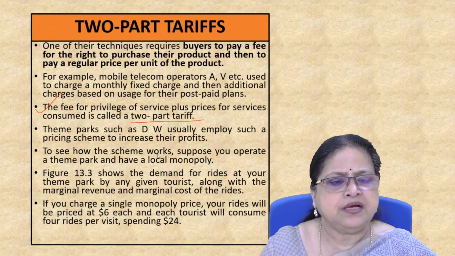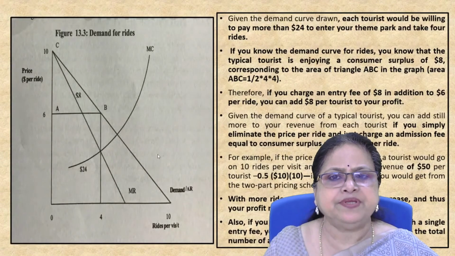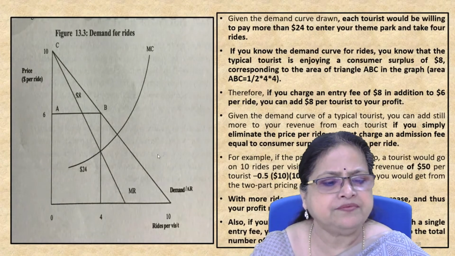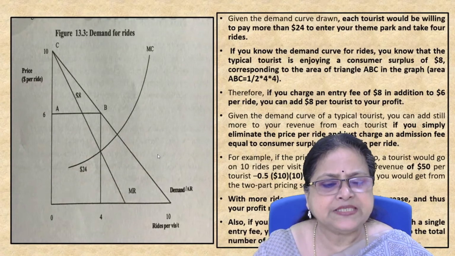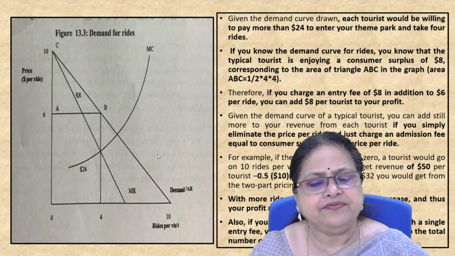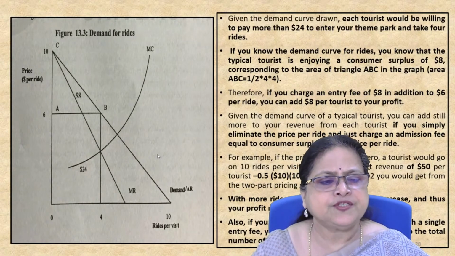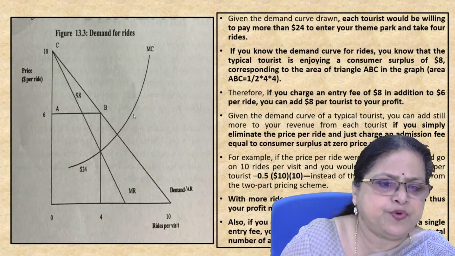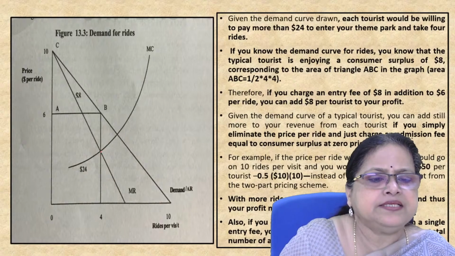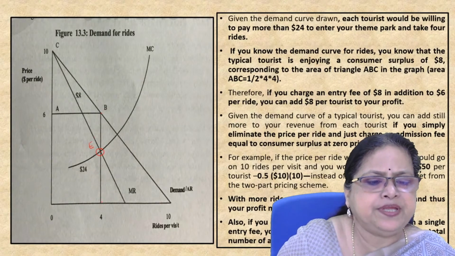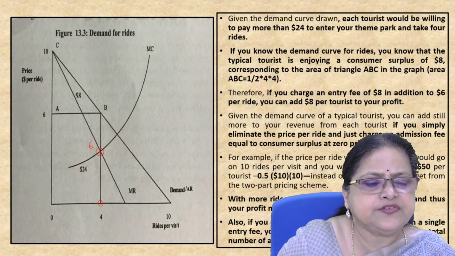Now suppose there is a single theme park. Let me come to the diagram here. Now, look at this diagram. MC is cutting the MR curve at 4, that is rides per visit on the x-axis, the y-axis is the price, and there is a demand for rides and the cost of rides. The MC is cutting MR at this point, so this is the equilibrium point. Now take the line parallel to the y-axis, let it cut at B and let it cut here. So this is 4 units.